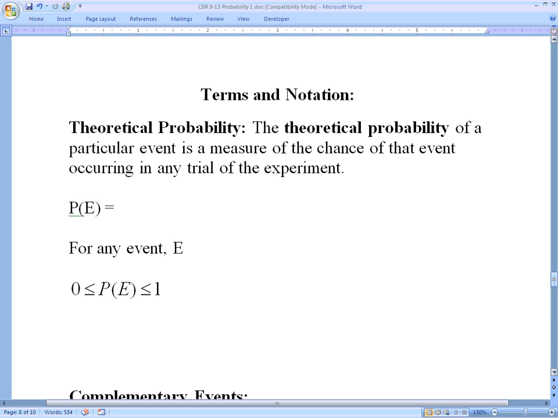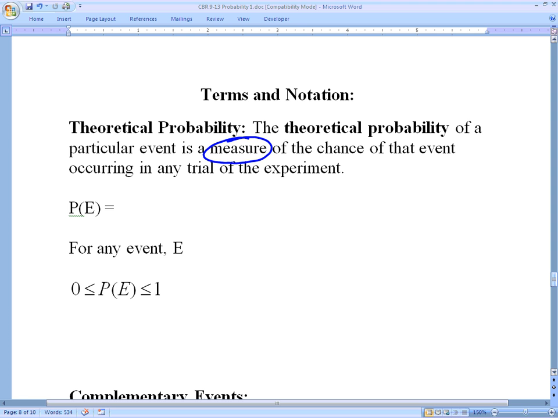part of the reason that we talk about sample space is that we need that when we have theoretical probability. We need to know what all possible outcomes are. Theoretical probability is a measure of the chance of that event occurring in any trial of the experiment. It's not actually doing the experiment and seeing how many heads and tails you get. It's listing all the possibilities and assigning a weight or a likeliness to each of those things.